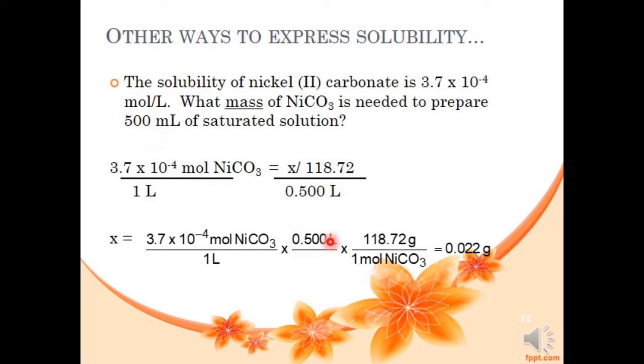Okay, so you are asked to calculate in terms of mass. How can you obtain mass using the information given to you? You are given the molar solubility, so it is in mole per liter, and the question requires mass, which is gram. So how do we obtain this? Molar mass is needed, so you get gram per mole.